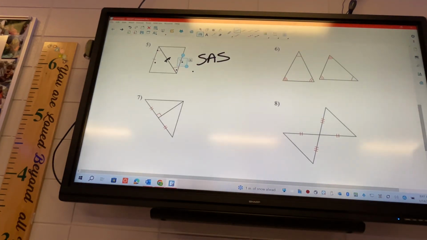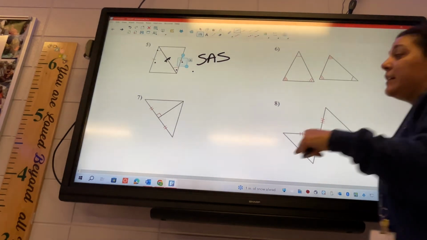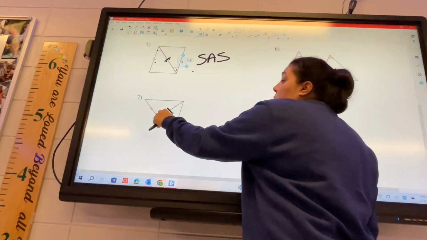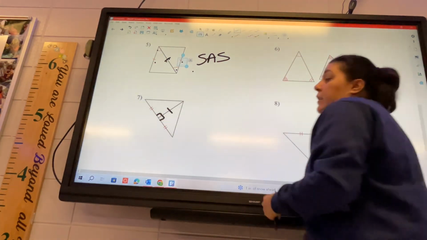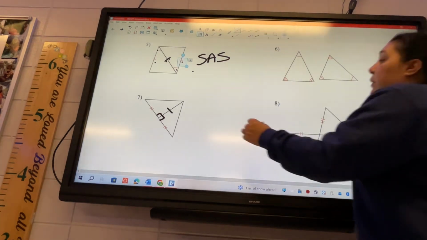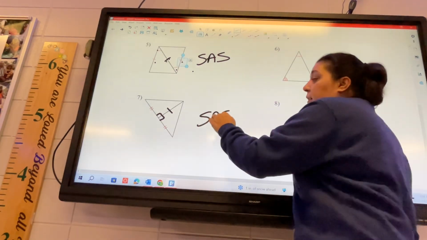Okay, 7, what can we mark? Okay, this one has an exception. You can mark the side, and you can also mark the square. If there's a square on one side, there's a square on the other side. Okay? Okay, and so what is this one? SAS. Okay, we go from a side to an angle to a side.